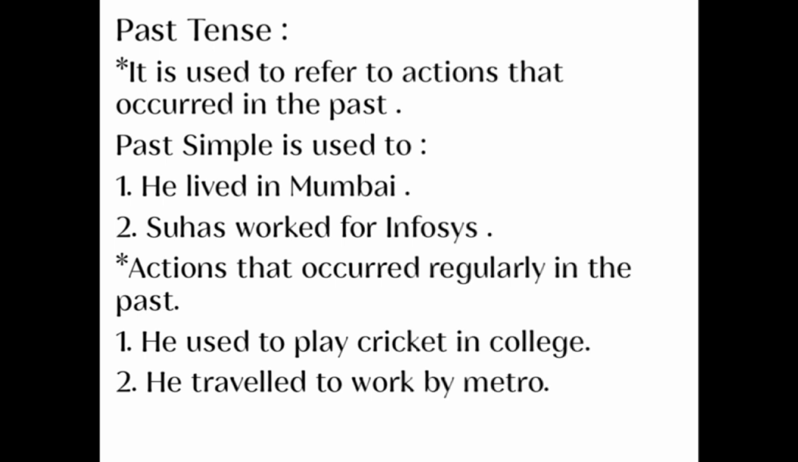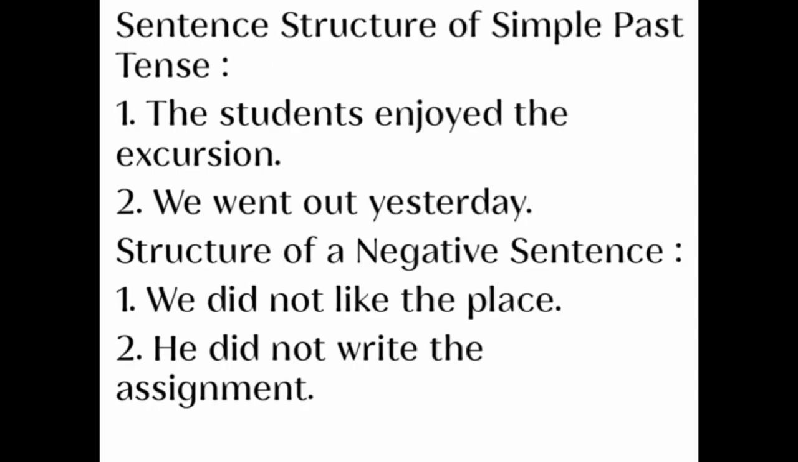Actions that occurred regularly in the past. He used to play cricket in college. He traveled to work by metro. Sentence structure of a simple past tense. The students enjoyed the excursion. Here: subject plus verb in the past form plus object and the adverb of time. They enjoyed during the excursion. That is the adverb of time. Then, we went out yesterday.